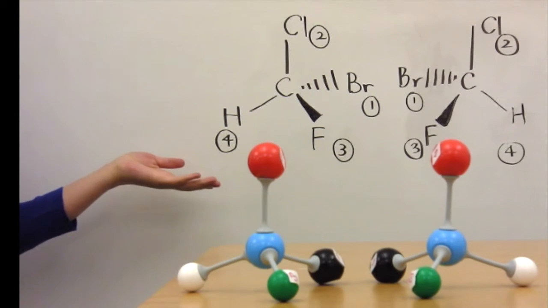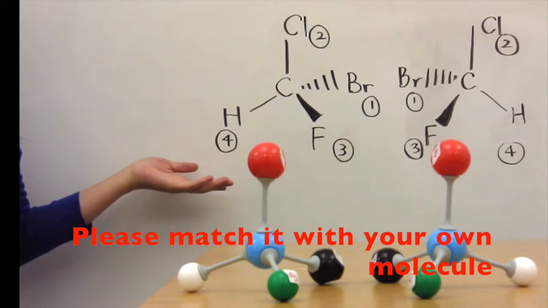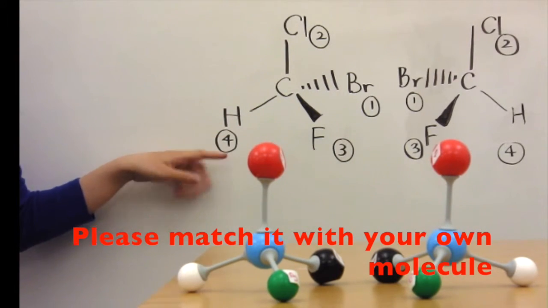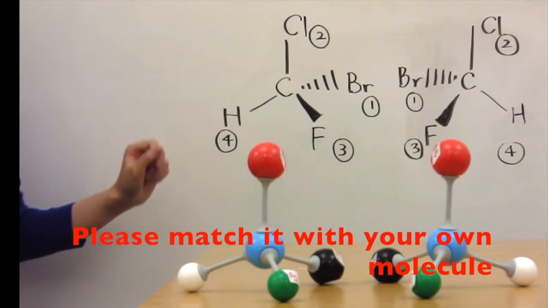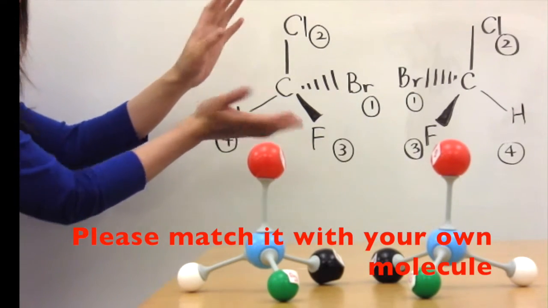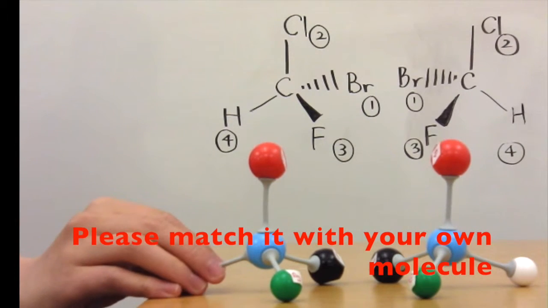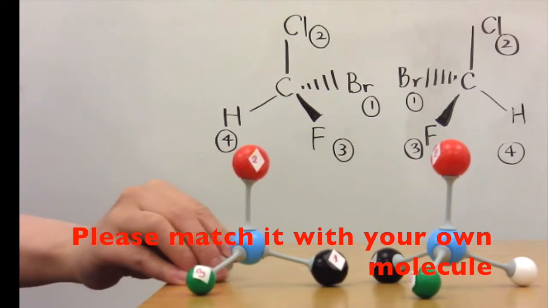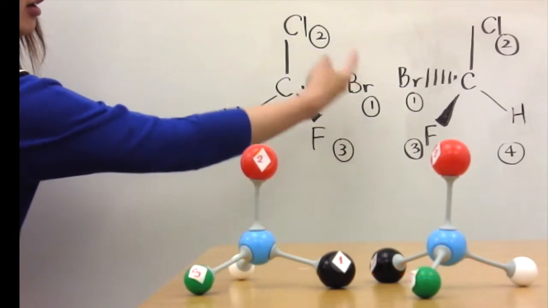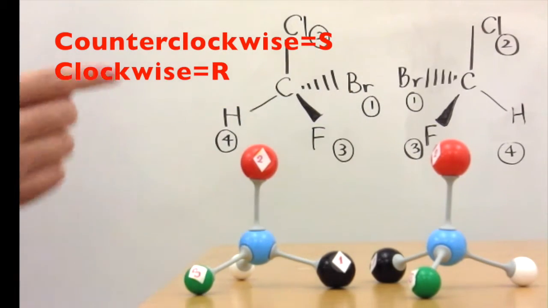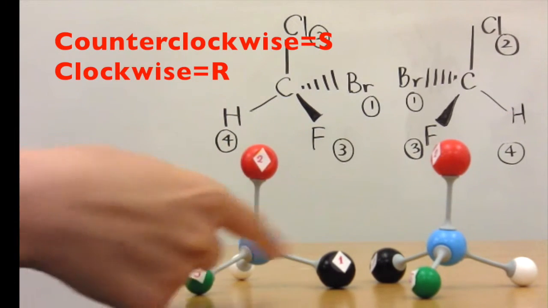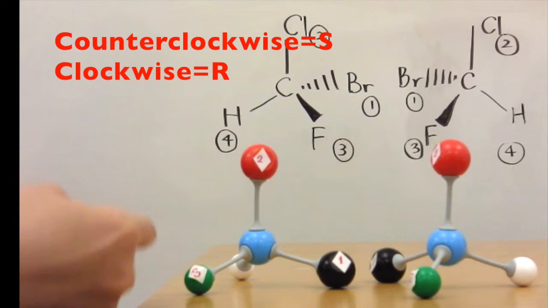Remember, in order to decide which one is R, which one is S, we always rotate the molecule so that 4 is pointing away from us. So in your mind, imagine we rotate this molecule so that 4 is pointing away from us. And then we count 1, 2, 3. This one, 1, 2, 3. Since it is counterclockwise, we will call it S.